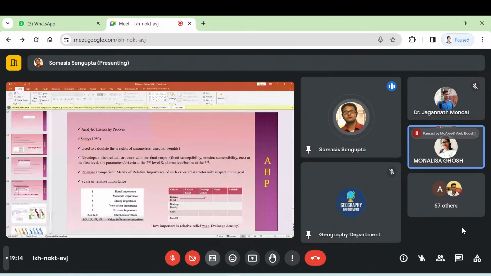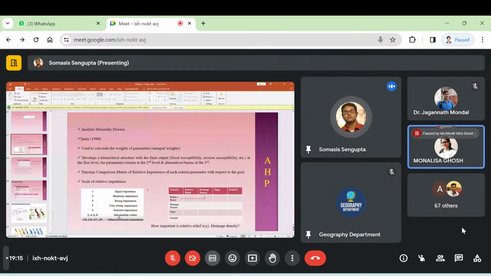So in case of flood susceptibility, in case of erosion susceptibility, in case of development, people who are interested in working on development can also apply. Now this is introduced by Saaty in 1980, where unequal weights are assigned to the parameters. And this is the scale which is given.